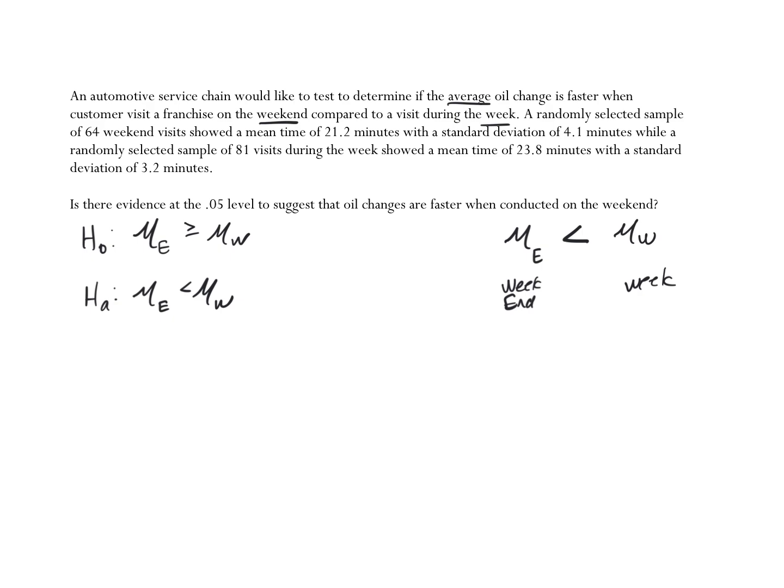All right. I randomly selected a sample of 64 weekend. So I have the n for the weekend is 64. I have the time for the weekend is 21.2, and a standard deviation of 4.1.